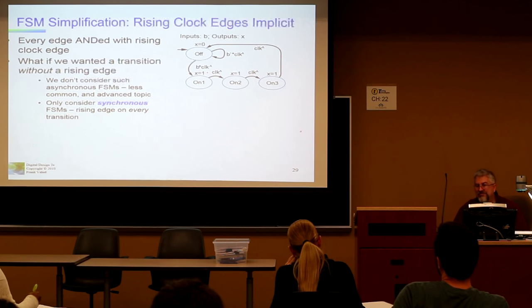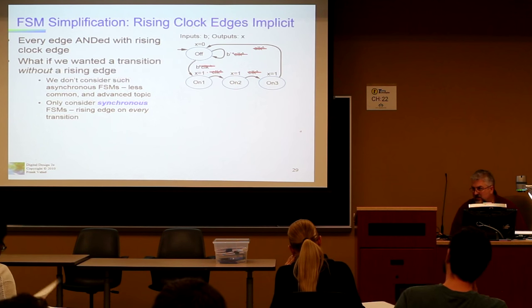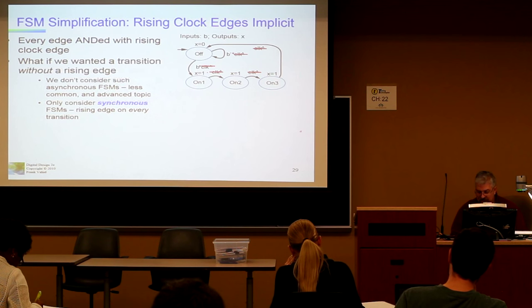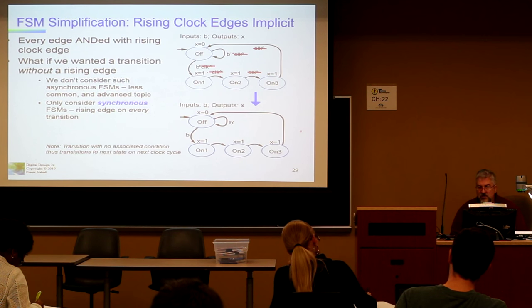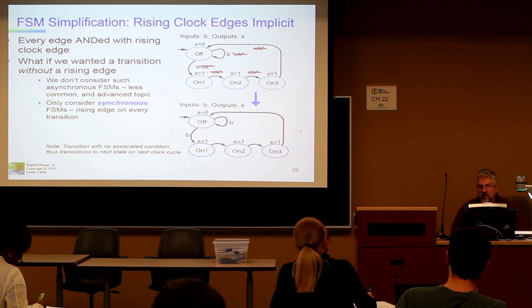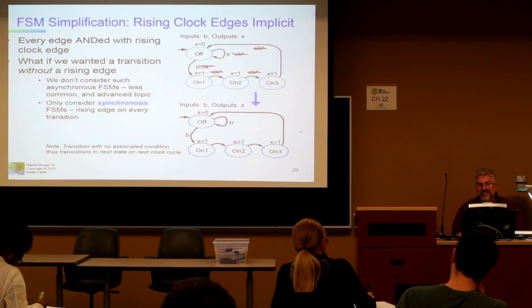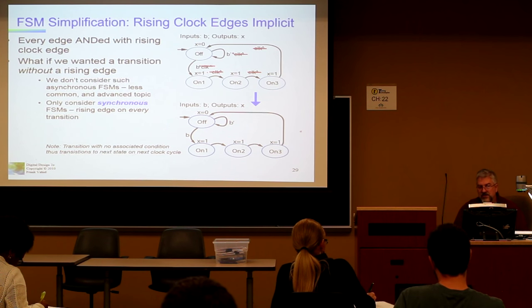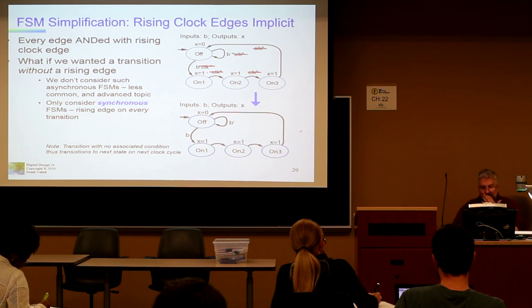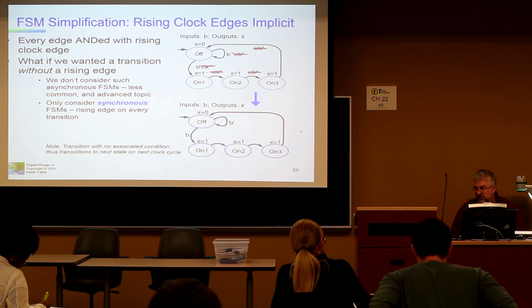And so, you know, what we often do is we don't even talk about the clock because any transition is only going to happen on the rising edge of the clock. And so we could just simplify the drawing to look like this, and this would be called a synchronous finite state machine. And so the other name for this is a state machine.